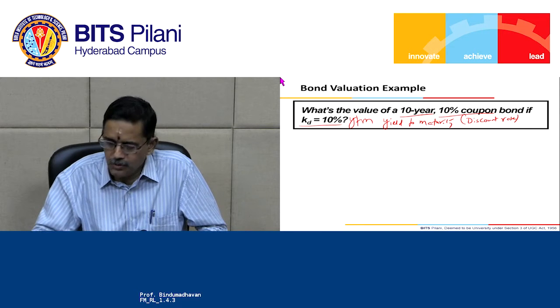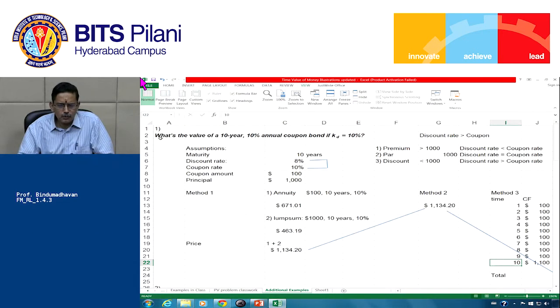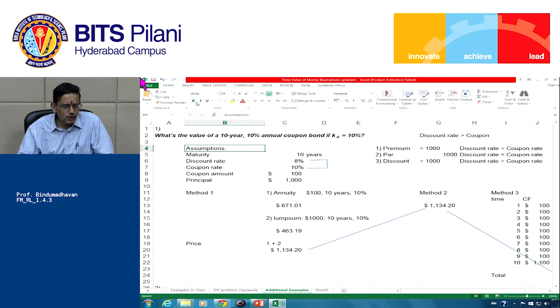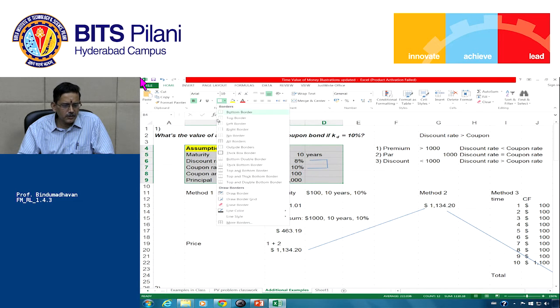So let us do this example. So here is the question. What is the value of a 10-year 10% annual coupon bond if the discount rate is 10%? So this is how we should build a model. Through this I am also illustrating how to build a financial model. First we have to list the assumptions. That's what I have done over here. In this section, I have listed all the important and relevant assumptions.